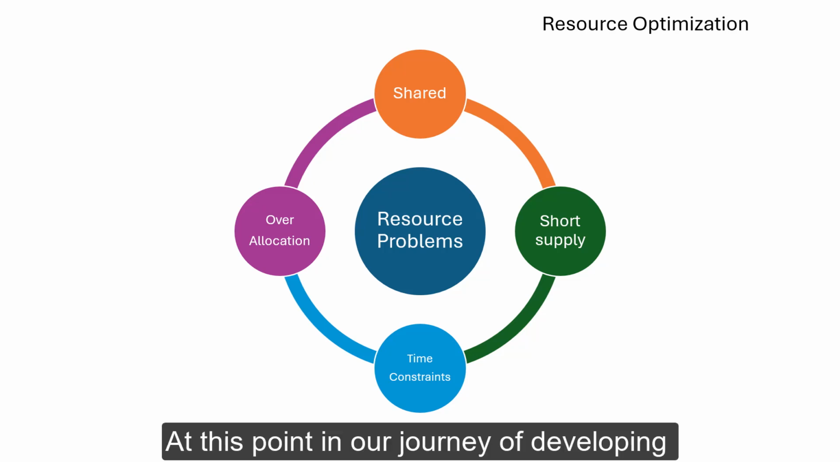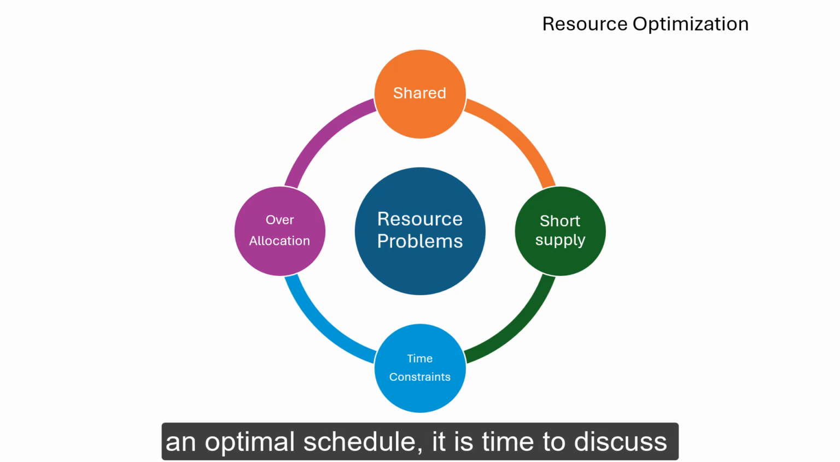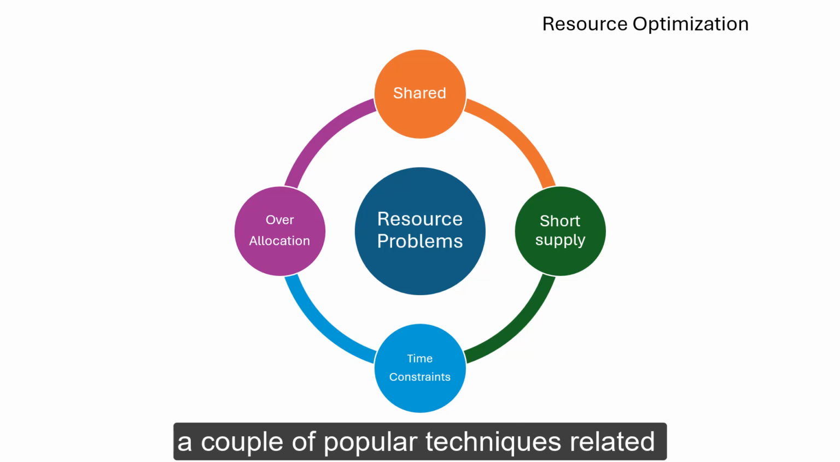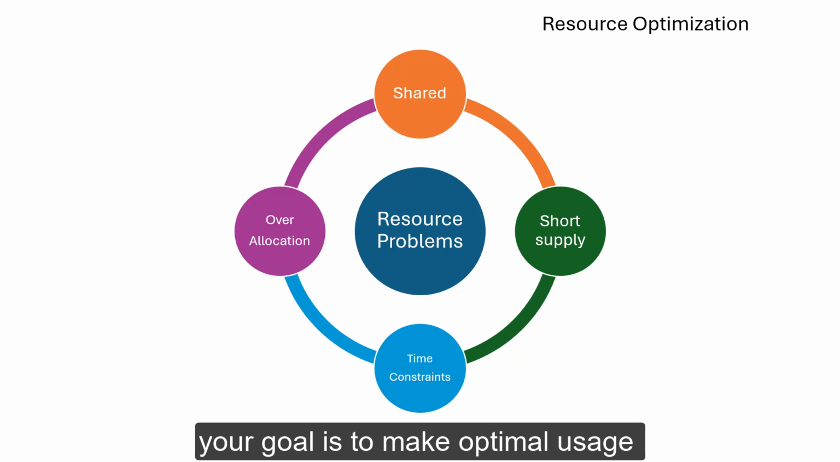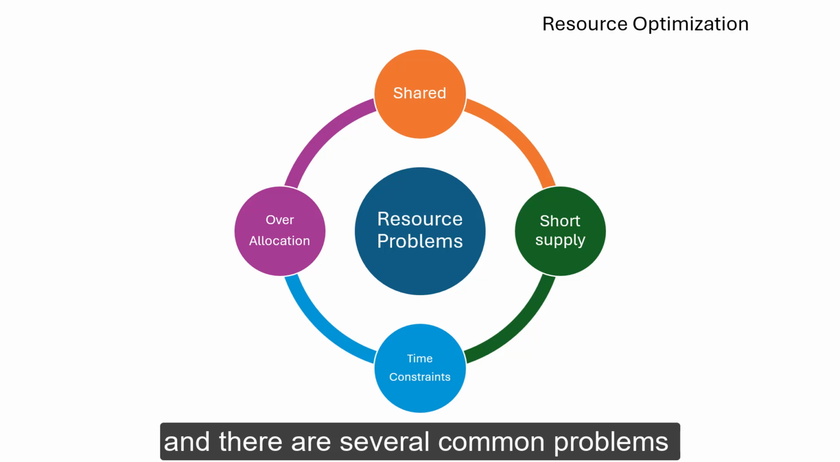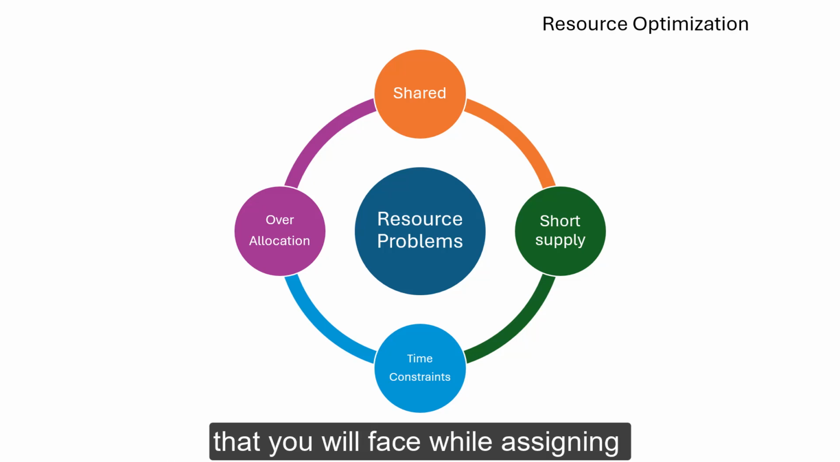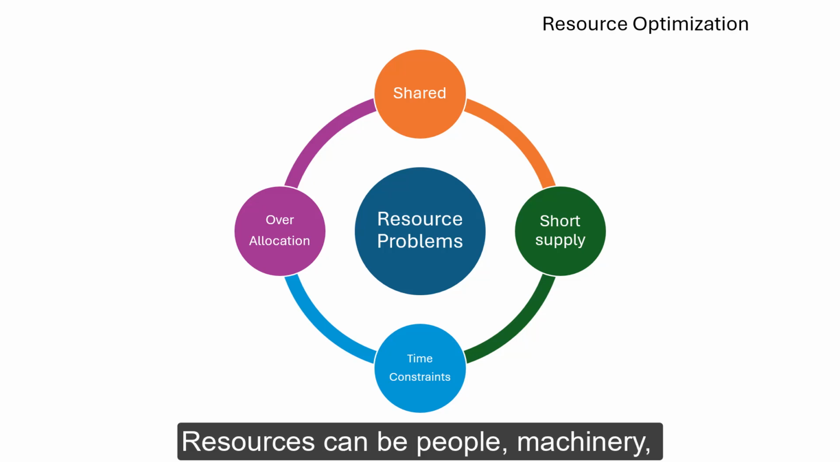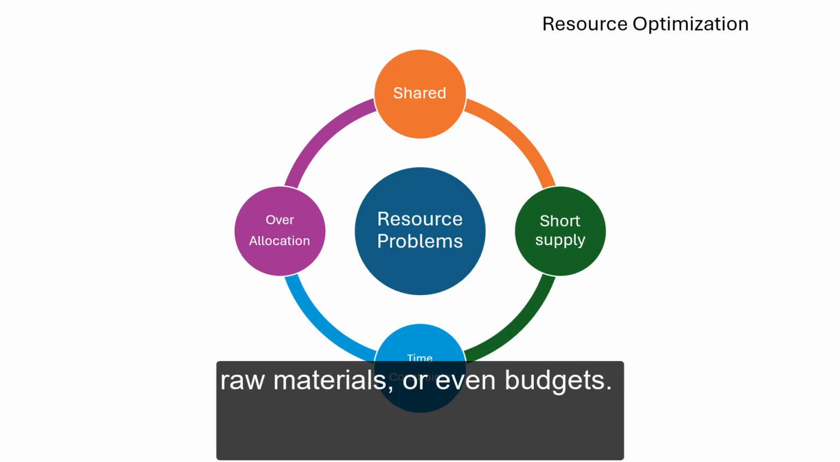At this point in our journey of developing an optimal schedule, it is time to discuss a couple of popular techniques related to resources. As the project manager, your goal is to make optimal usage of resources while scheduling. Resources are always in short supply, and there are several common problems that you will face while assigning resources to the activities. Resources can be people, machinery, raw materials, or even budgets.